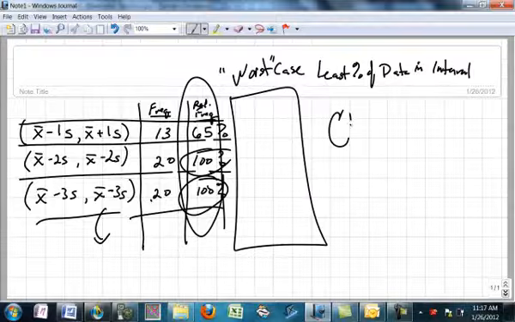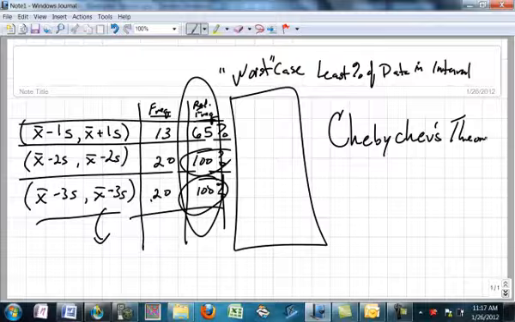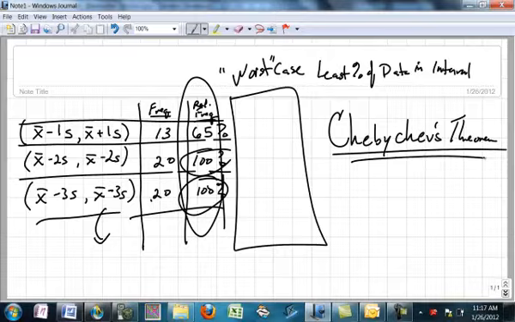And Chebychev's theorem is going to tell us what that value is. Okay? So notice, however, this is how many standard deviations we're away from the mean. So I'm going to call that number k. So here we're 1 away, 2 away, 3 away.